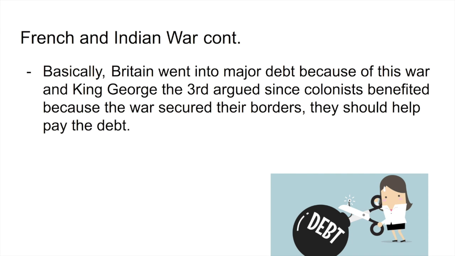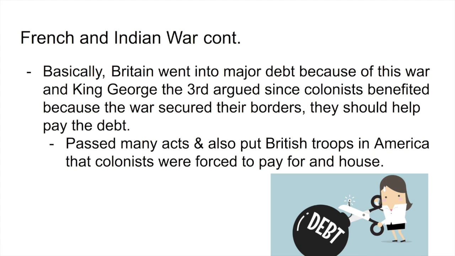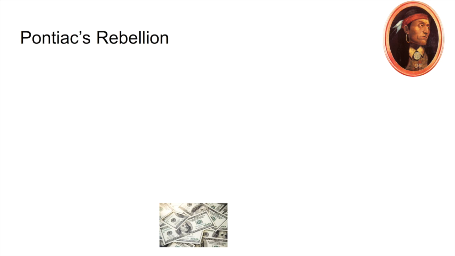Britain went into major debt because of this war, and then King George III was like, yo, the colonists are benefiting, they should pay these taxes also. And so he passed a lot of acts, which we will see in the direct causes, and then he put British troops in America the colonists were forced to pay for and house.